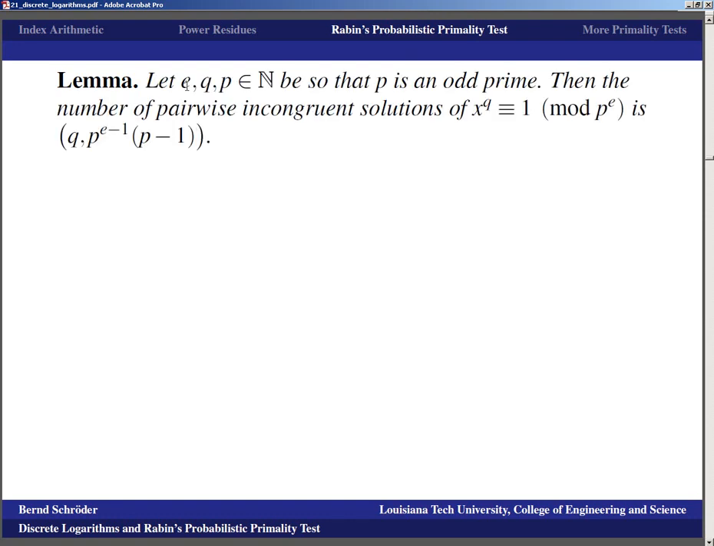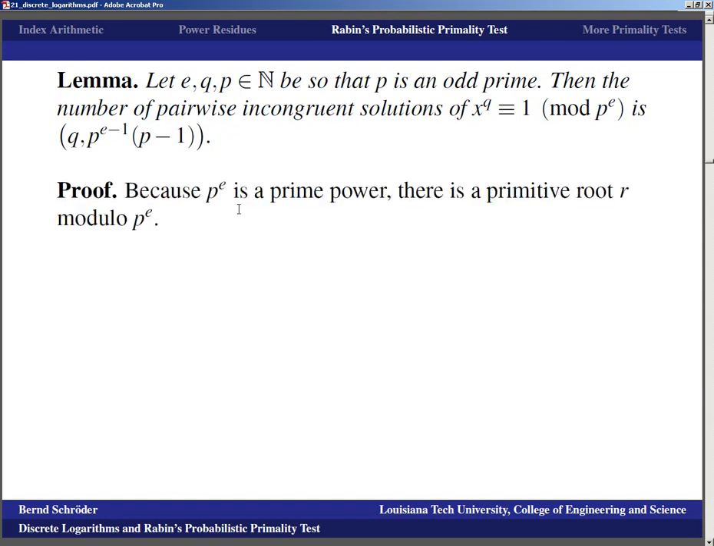So, we take E, Q, P, all natural numbers, and we want P to be an odd prime number. Then we claim that the number of pairwise incongruent solutions of the equation x to the q equivalent to 1 modulo P to the E is the greatest common divisor of q and P to the E minus 1 times P minus 1. And even though this now looks a little bit different, it actually comes out of the result that we just had, because this is phi of P to the E, and so the greatest common divisor sounds and feels very similar to what we just did. And, well, here we go.